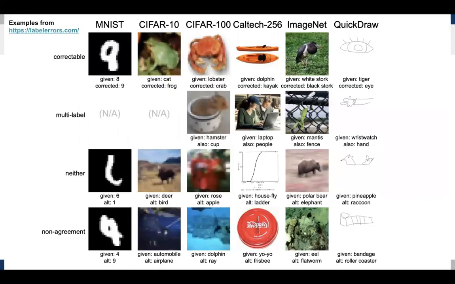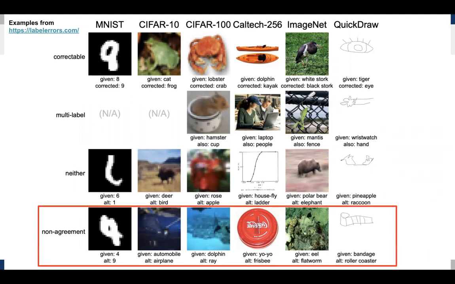So you can go to this website, labelerrors.com, and browse all the label errors we found in these big benchmark data sets in machine learning. And again, we found these using algorithms that I'm going to talk about shortly. And I just want to go over a few types of label errors that we categorized when we were looking through these.